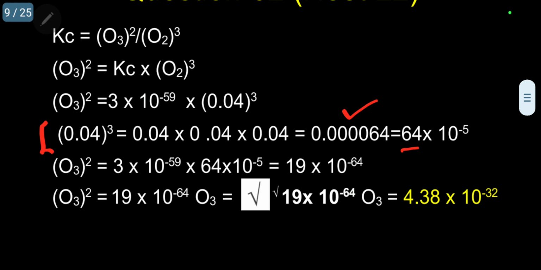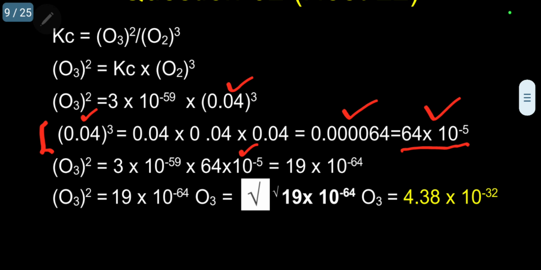So if you multiply that, the answer will be 0.000064. So let me summarize this in a simple form: 64 into 10 to the power of minus 5. So this value we have calculated. Now we substitute this value in this equation. So O3 whole squared equals 3 into 10 to the power of minus 59 into 64 into 10 to the power of minus 5.